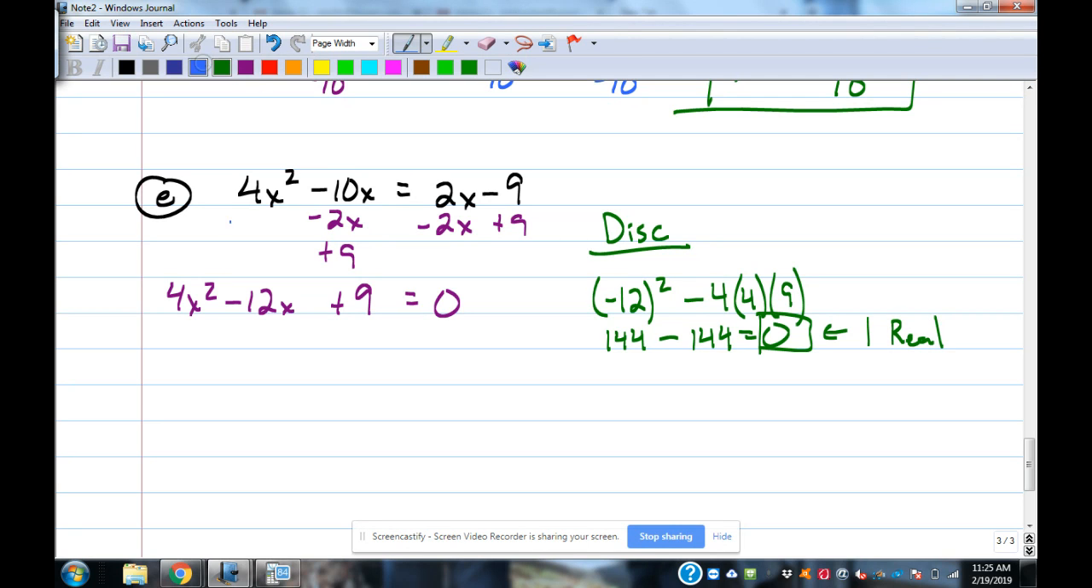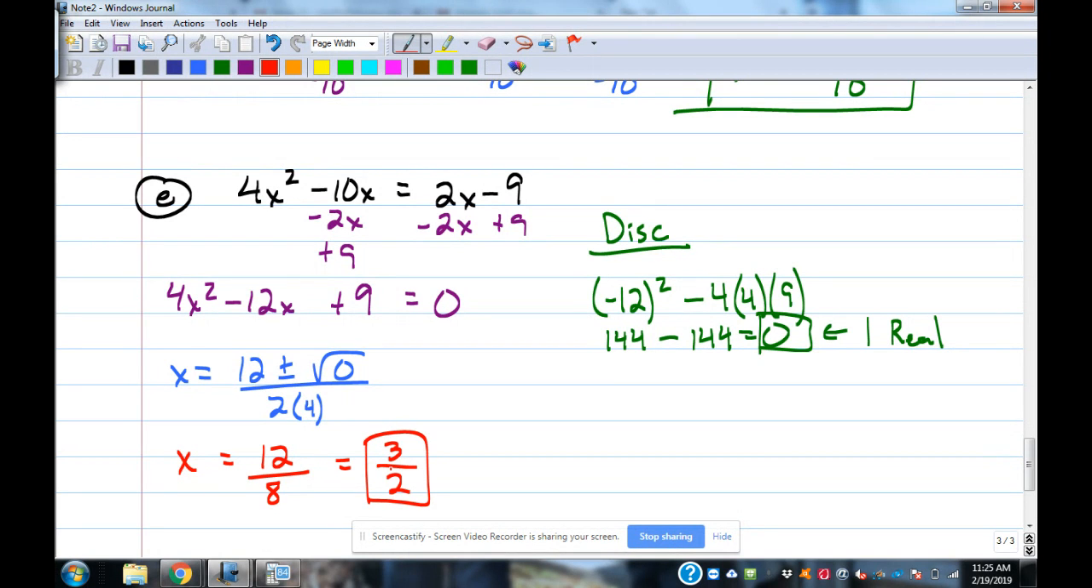So quadratic formula, really easy this time. It's real short. So got negative b, so 12 plus or minus the square root of 0 over 2 times 4. Well, we know the square root of 0 is 0. So we really just have 12 divided by 8. And it's plus or minus 0. So that's the only answer we get. We need to reduce that to 3 over 2, right? Or our only solution is 3 over 2.